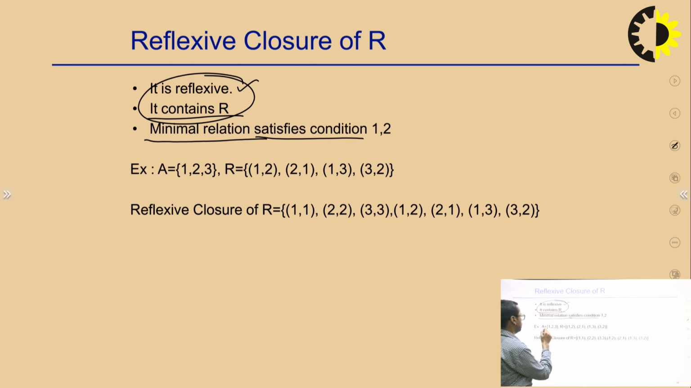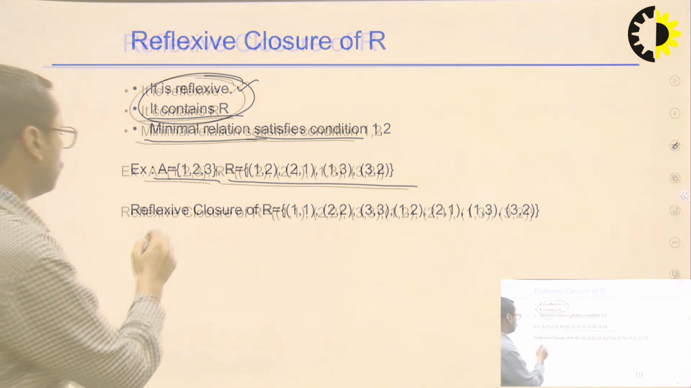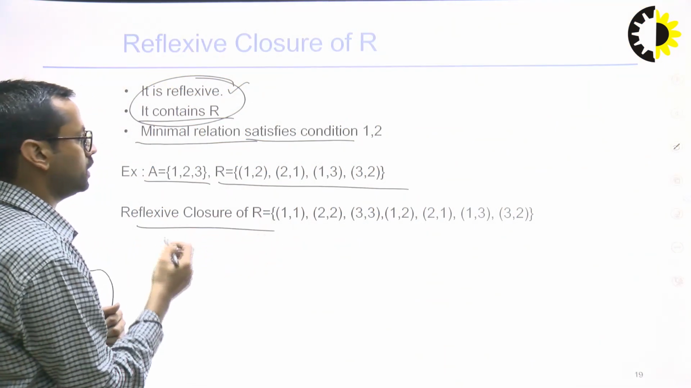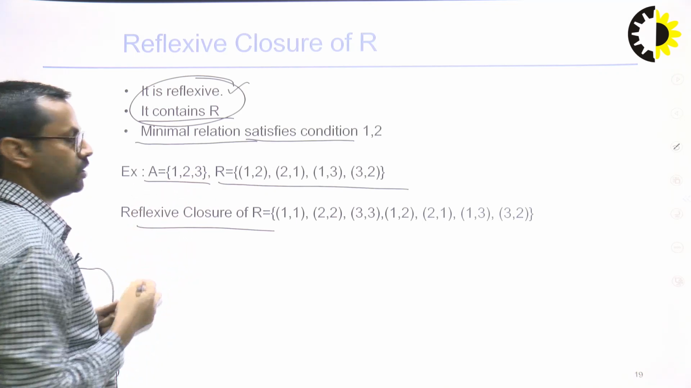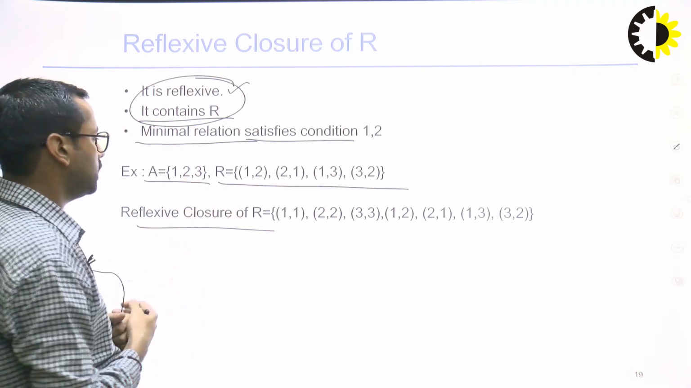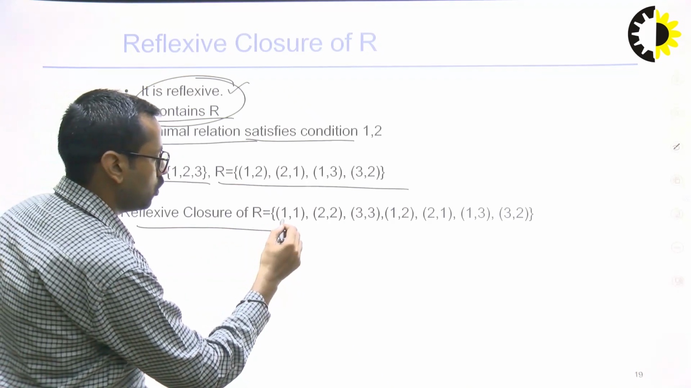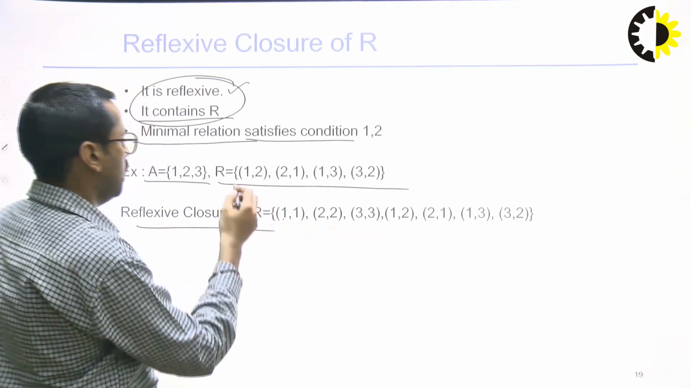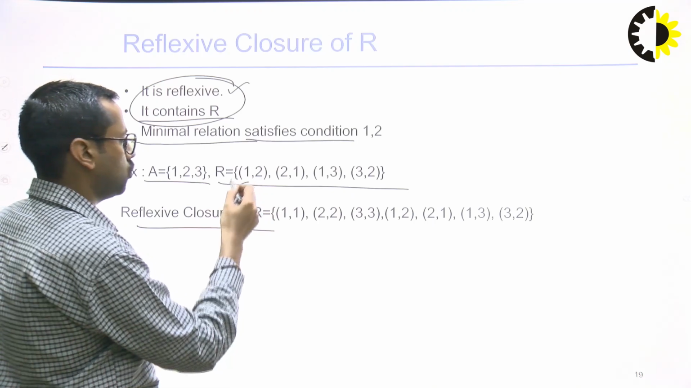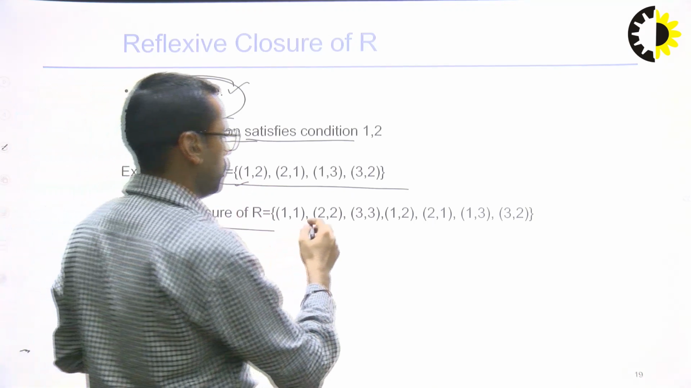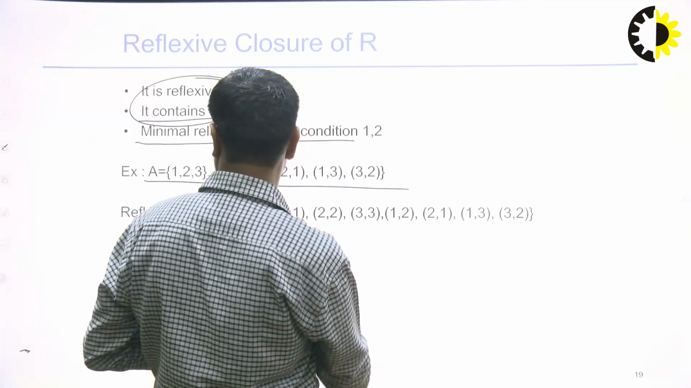For example, there is a set A that contains the values 1, 2, 3 and there exists a relation (1, 2), (2, 1), (1, 3), (3, 2). For the reflexive closure, the first condition is that all the elements that exist in the set A should be in the reflexive closure, that is (1, 1), (2, 2), (3, 3), and all the elements that belong to relation R should be present in the reflexive closure.